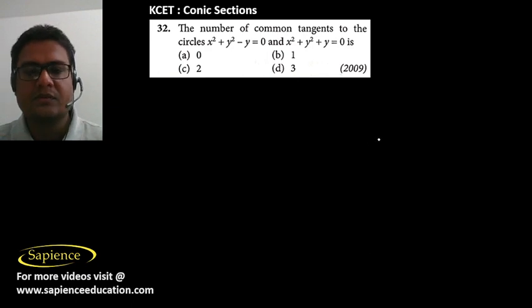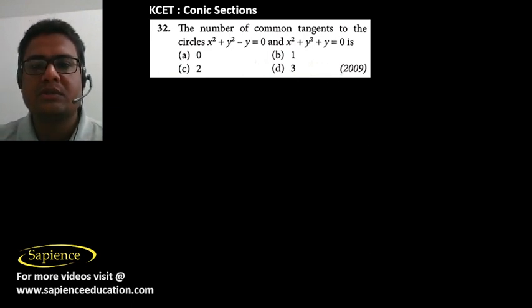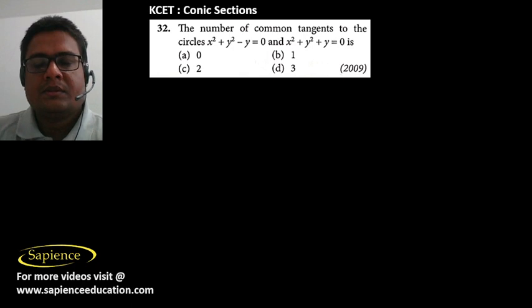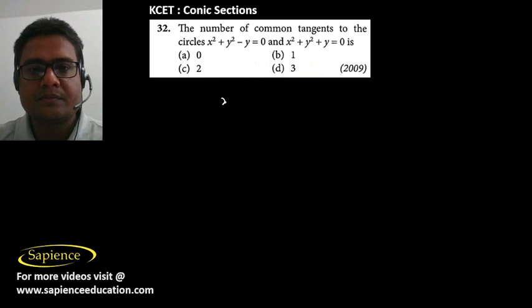Then it is asked to find the number of common tangents to the circles. So here is x square plus y square minus y equal to 0.